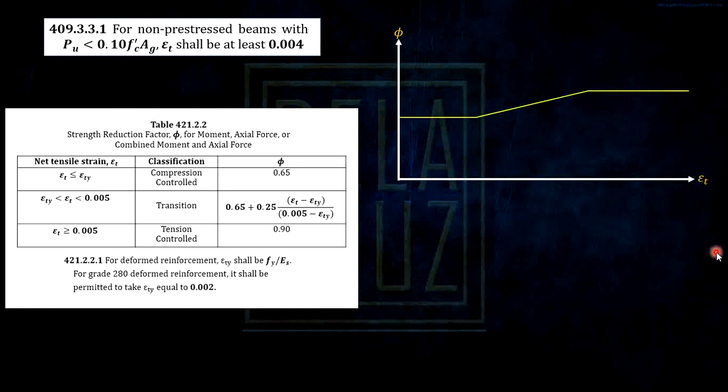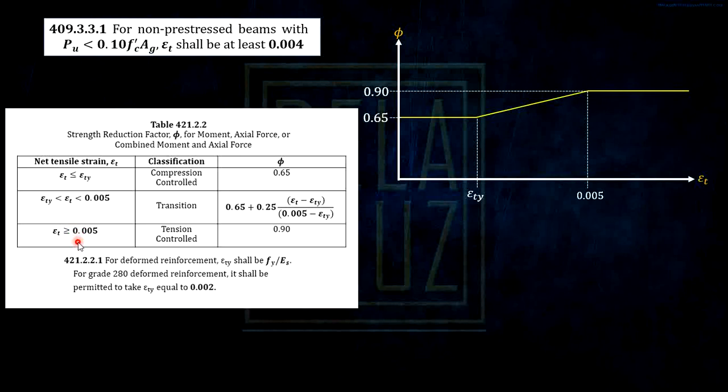So ito yung line niya, I mean the curve mismo na sinasabi dito sa code. And this is representing the 0.65 reduction factor, and that will correspond to the strain epsilon ty. Okay, from here. So if the epsilon t is less than epsilon ty, our reduction factor is constant, 0.65. Now, this part naman will represent this strain, 0.005.